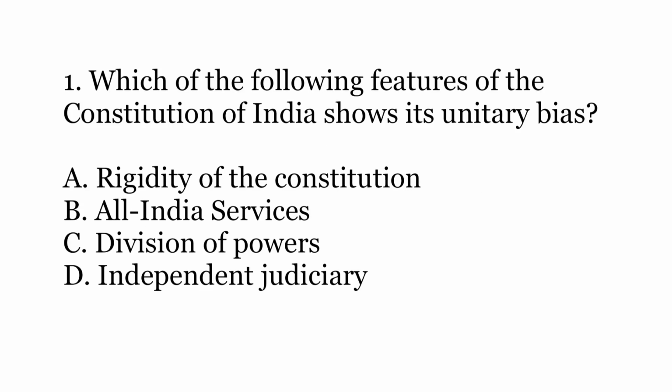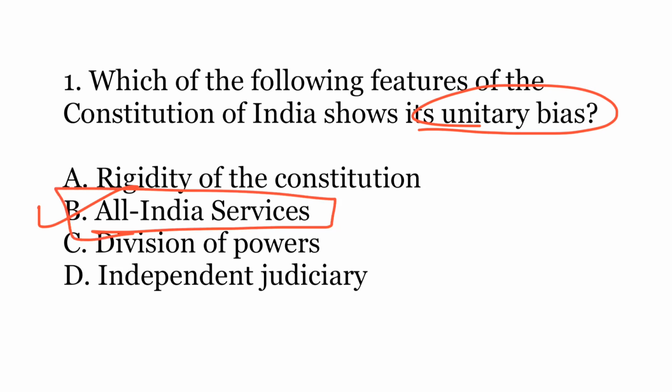So let us start. First question is, which of the following features of the Constitution of India shows its unitary bias? The options are A. Rigidity of the Constitution, B. All India services, C. Division of powers, or D. Independent judiciary. The correct option is B. All India services. See, all other three features are federal in nature.